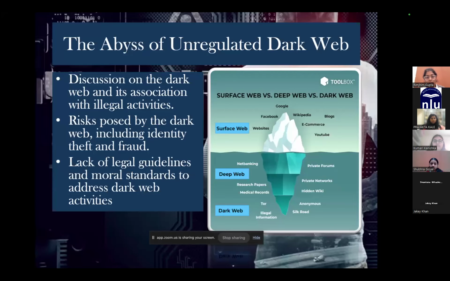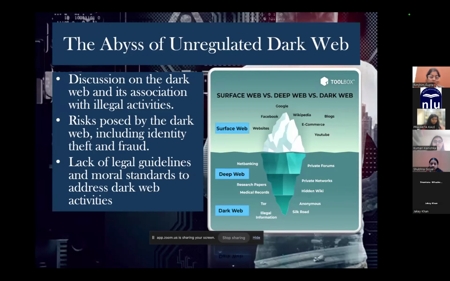The abyss of unregulated dark web. Cyber criminals use this curtain of anonymity to carry out a variety of nefarious operations, such as purchasing and reselling stolen information obtained through data breaches on dark web. Cyber criminals use medical records, social security numbers, addresses, financial information such as bank account, credit card numbers, passwords, and other login credentials such as username and password, using them for targeted assaults, identity theft, and criminal acts.